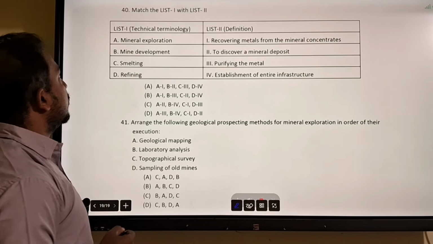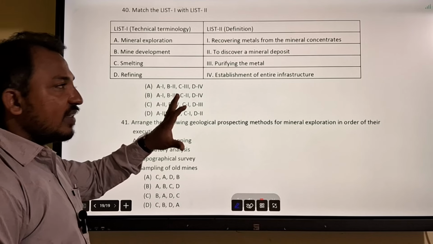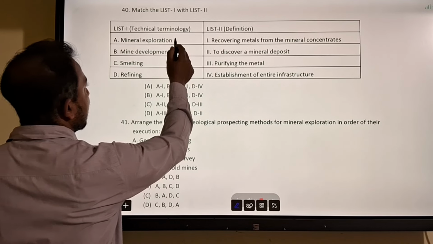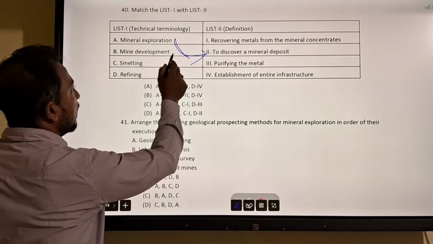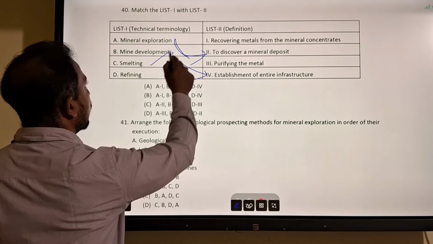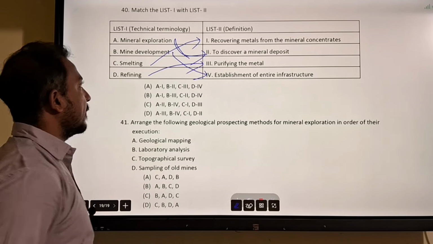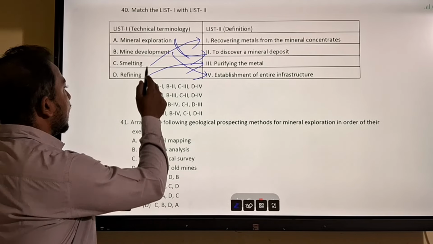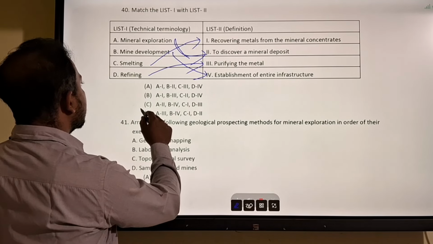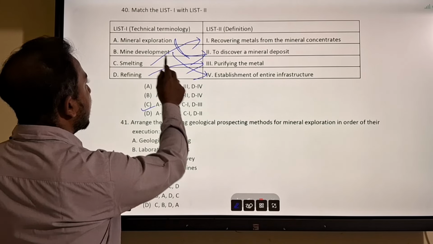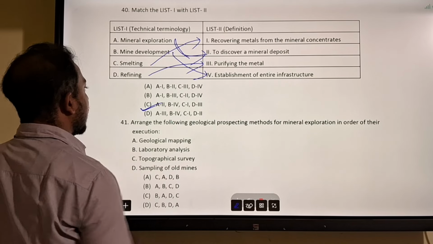So our answer will be sedimentary. Come to the next question. There are two table matches given here. We have technical terms and their definitions. What is mineral exploration? It is to discover the mineral deposit. Then mine development is to establish the entire infrastructure. Then smelting is to recover the metals from the mineral concentrate, and refining is purifying the metal. So what will be our answer? A is second, and we only have one option with A second. B we have given as mine development, which is third. C, smelting is recovering metals, then refining. So the answer will be C.